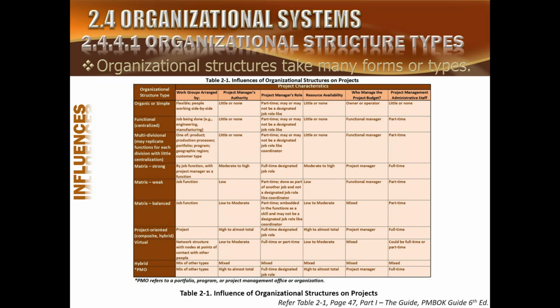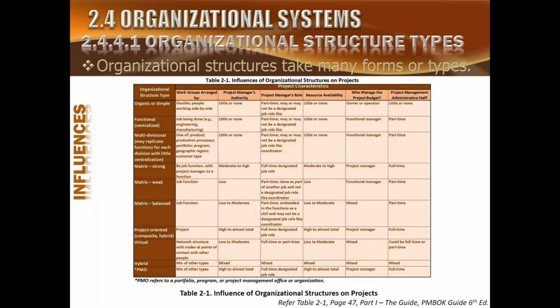Then we have a weak matrix, where the project manager is not stronger than the functional manager. Functional manager has the power. So again here the work is grouped by the job function. Project manager has low authority. He is a part-time role. He has low resource availability. Functional manager controls the budget, and the administrative staff of the project is also part-time.